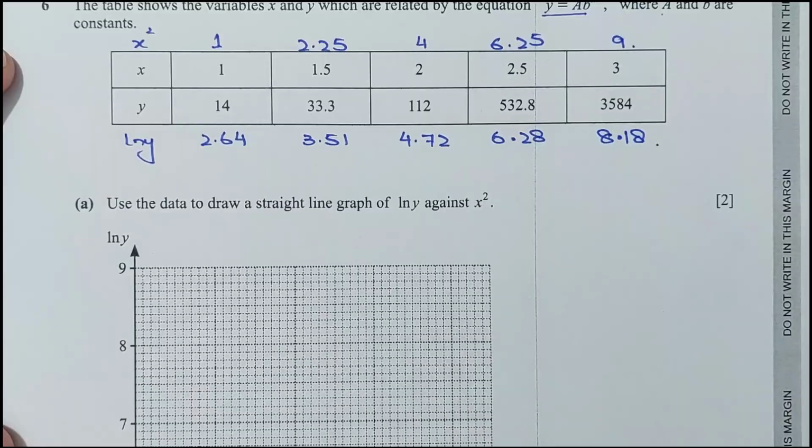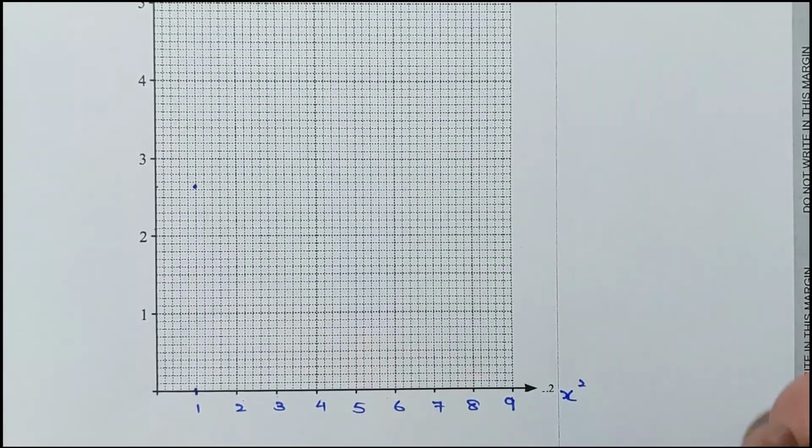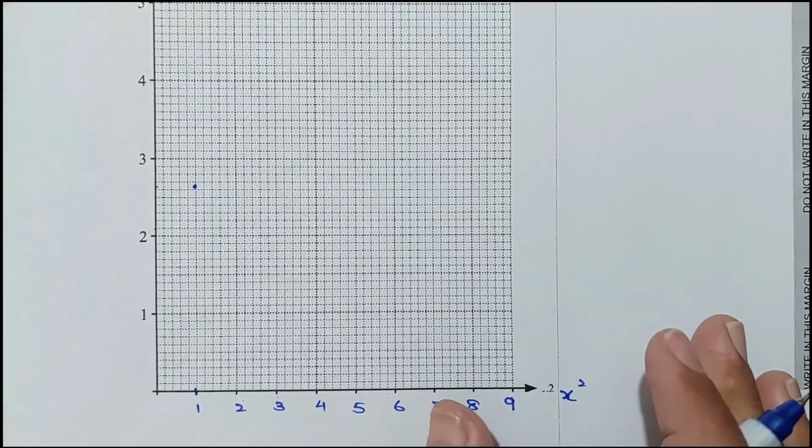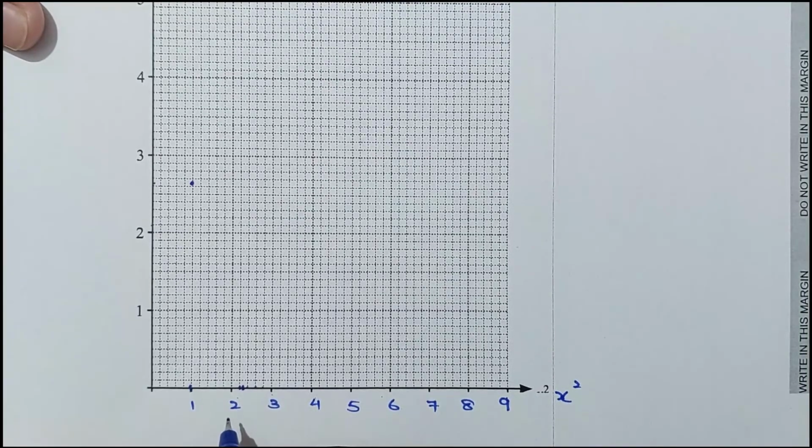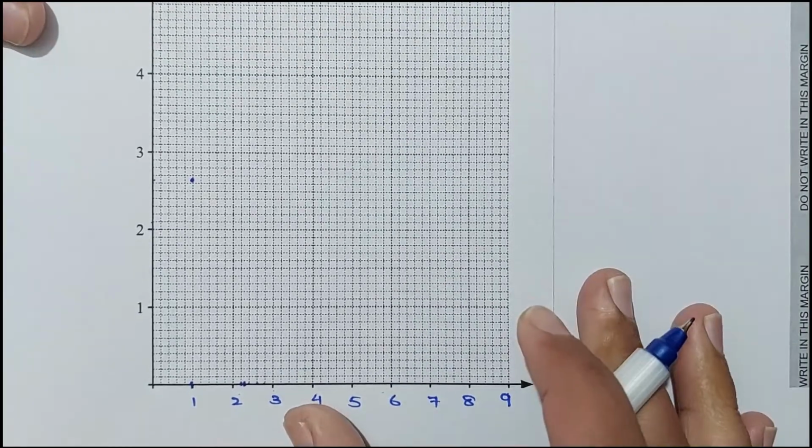Okay, x is 2.25. So 2.2, 2.4, 2.6, 2.8, and 2.10 would be 3. 2.2 is this and 2.25 is in the middle. And y is 3.51.